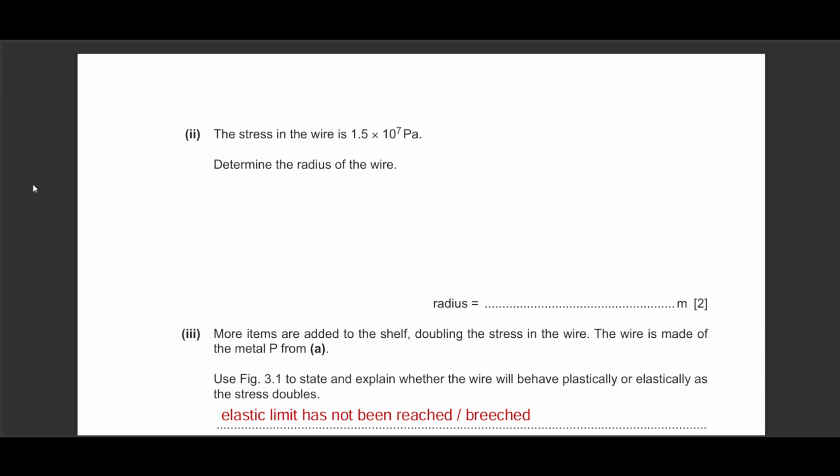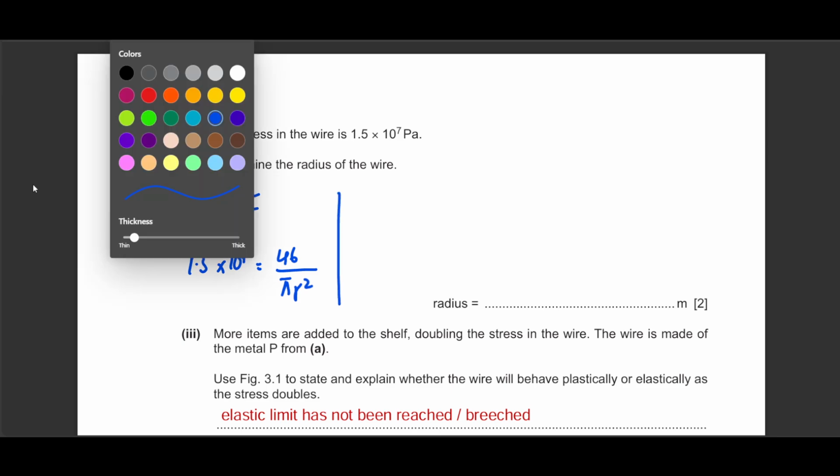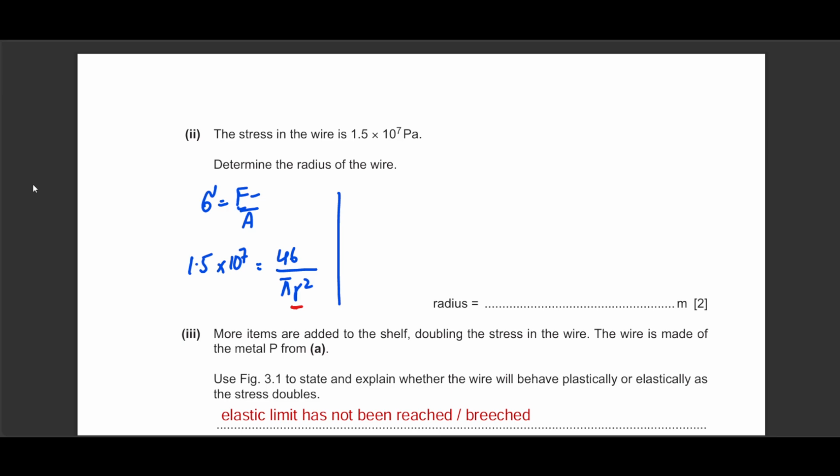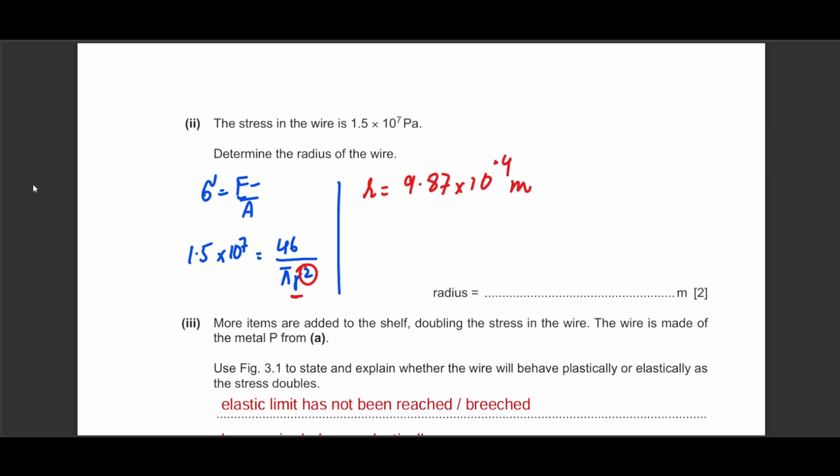Determine the radius. Now, the formula for stress is force over area. We know for a fact that the tension is the force in the wire. So stress is given as 1.5 into 10 raised to the power 7. The force is 46 newtons found in the previous part, and for the area it should be pi r squared. So we are interested to find the radius. Please be careful that you have to take a square root at the end to find the radius. So the radius is going to come out as 9.87 into 10 raised to the power minus 4 meters. I've taken the full value, so this is going to come out as 9.9 into 10 raised to the power minus 4 meters.